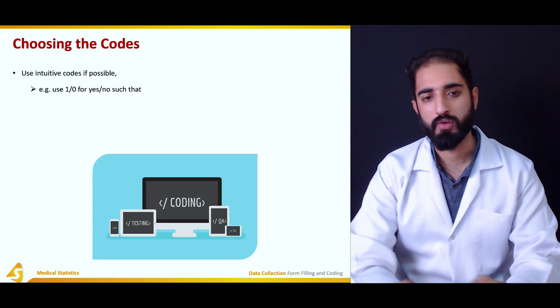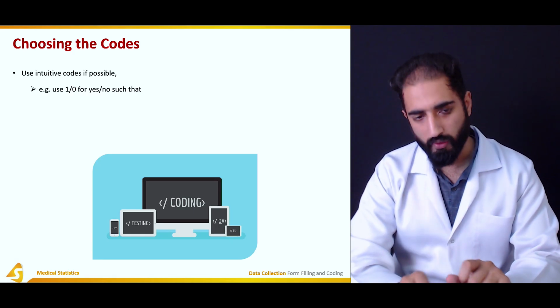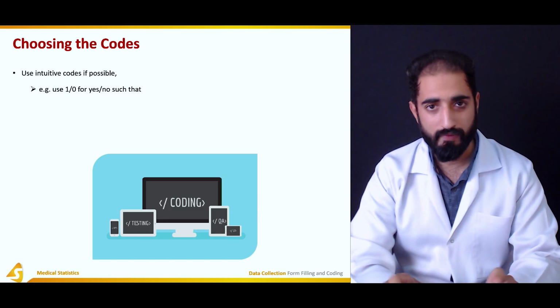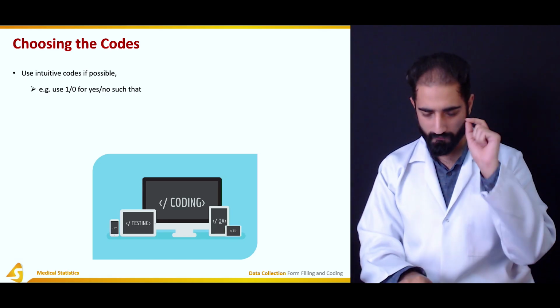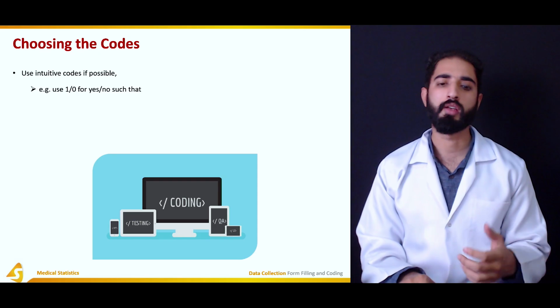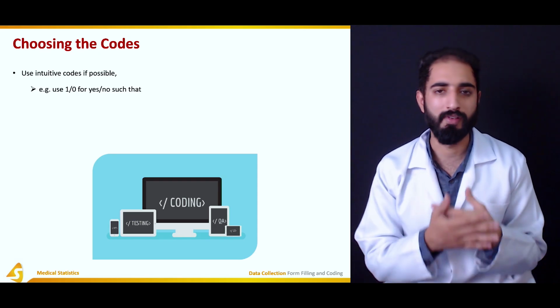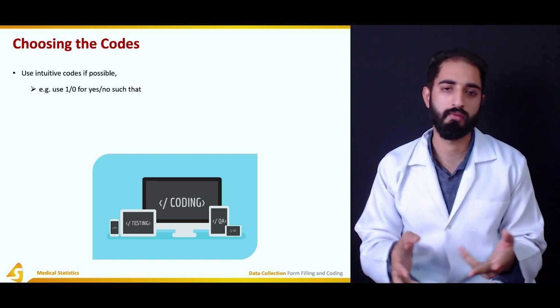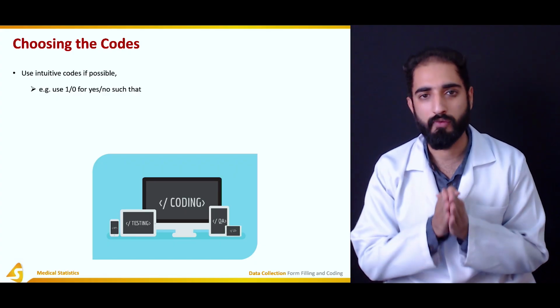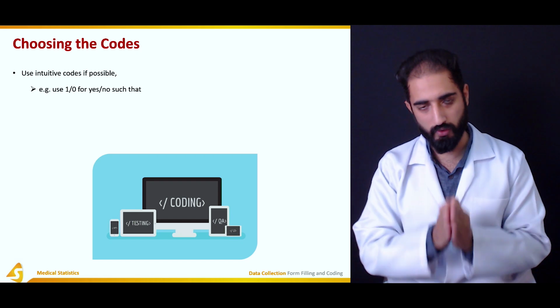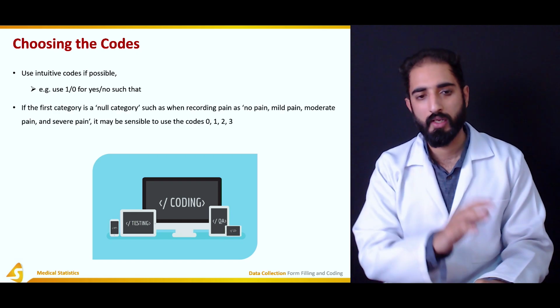Now, choosing the code. Whenever you choose the codes, they should be intuitive, instinctive, the first thing that comes into your mind. For example, if I say yes, no, the code should be intuitive, like yes, 1, no, 0. So it's a very basic, simple and intuitive code. So use 1, 0 for it.